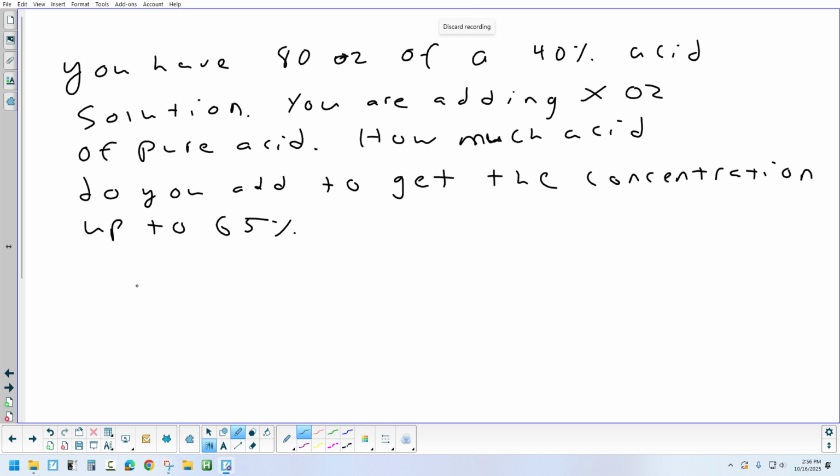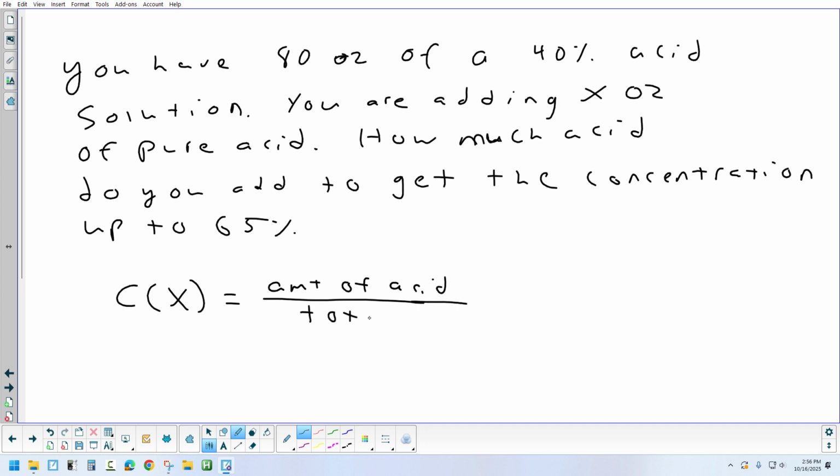Okay, so first step, we need a formula for the concentration as a function of how much acid we're pouring into the mixture. Okay, so formula for concentration. What goes in the top of the fraction? Just in words. Yeah? Is the amount of acid over the total? Yep, perfect, over the total liquid.